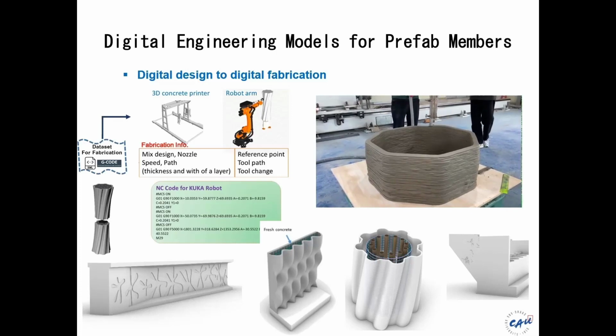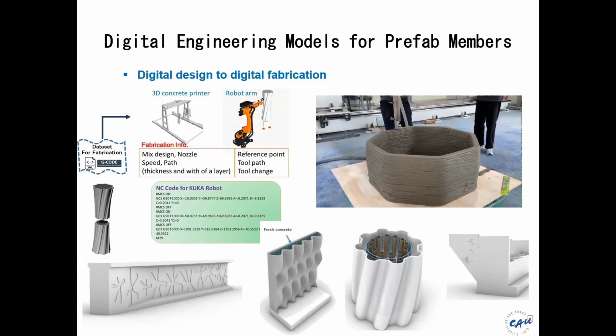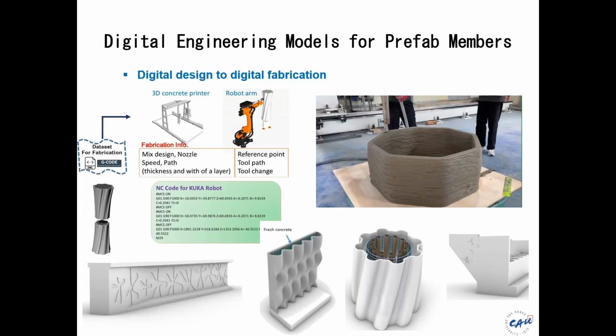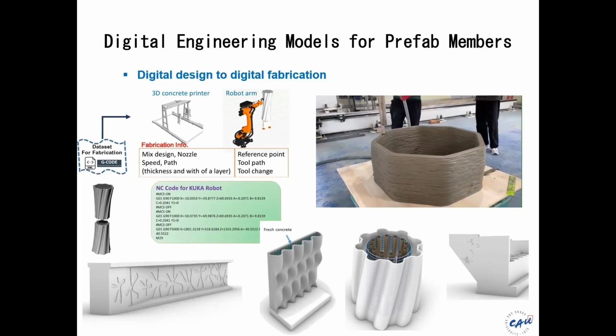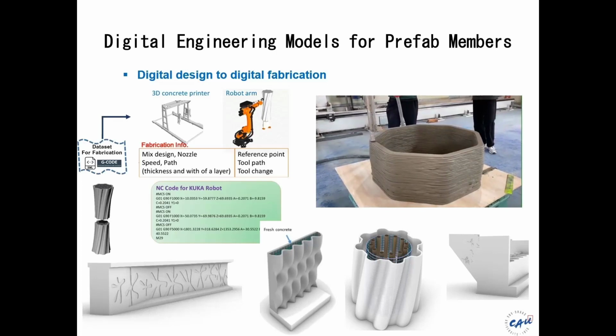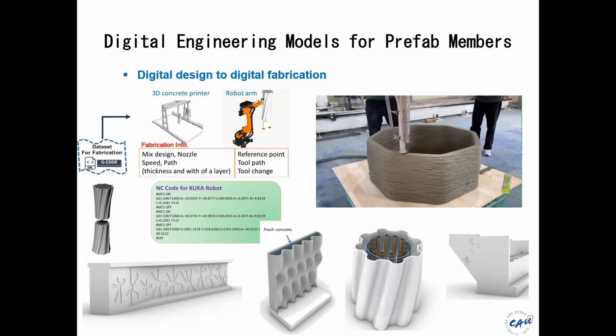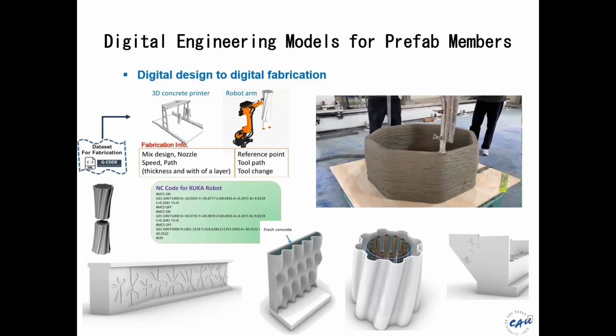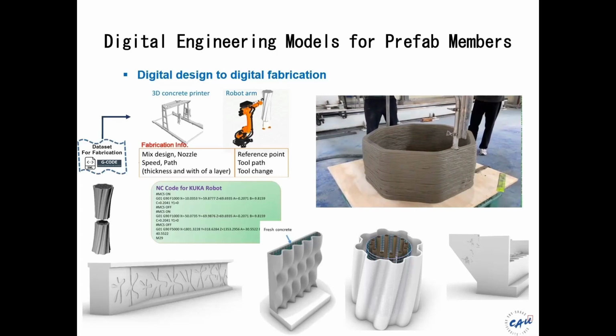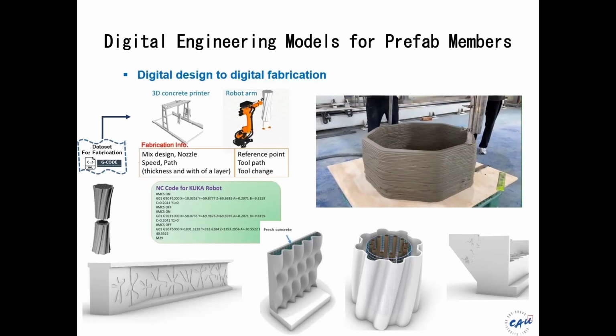So the data will be extracted from the geometry model for fabrication, and we need to add more data for this kind of digital fabrication, like mix design, nozzle size, speed of movement, and path. Typically we can describe it as G code. So prefab members fabricated by this process will have additional data for the digital fabrication.